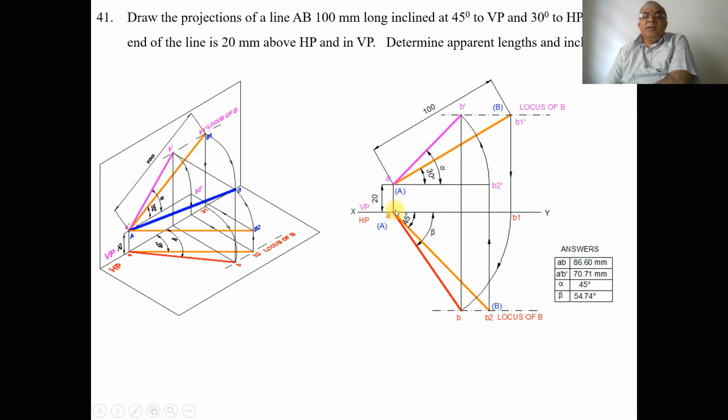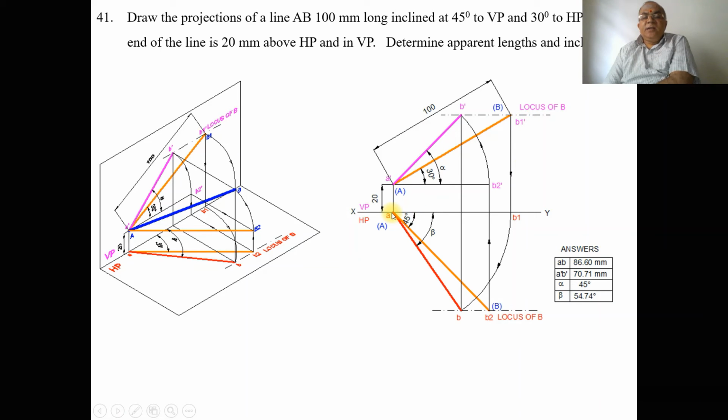Similarly, with A as center, measuring an angle of 45 degrees below the XY line, you draw an inclined line. Then using the compass, you measure the distance of 100 mm with A dash as center and cut an arc on this 30 degree line, so that you get this point as B1 dash.